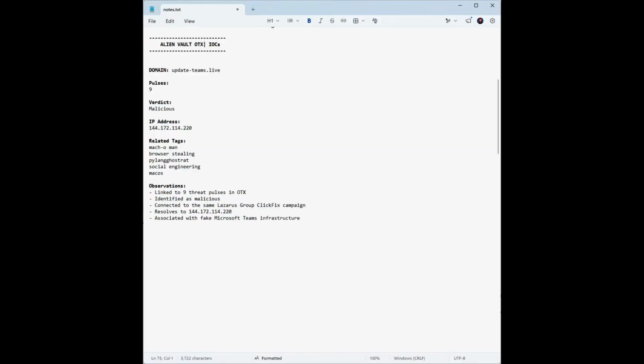As previously mentioned, the OTX results classify the domain as malicious, link it to Lazarus Group activity, and show that it resolves to the same IP address identified during the investigation.